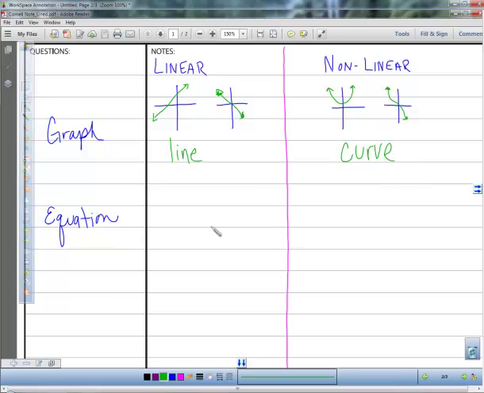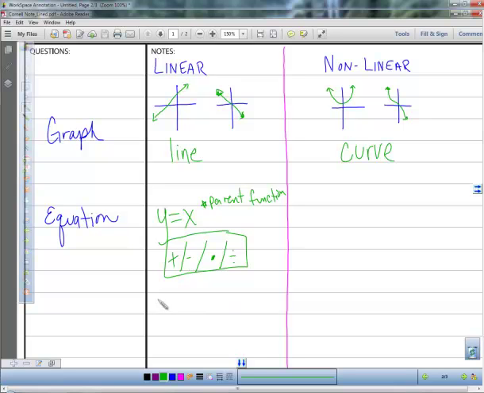When looking at equations, we start with the linear parent function, which is y equals x. This is my parent function. And when looking at equations, it's linear if the only thing that I do is add, subtract, multiply, or divide. If I do any of these four operations to this function, y equals x, then it's going to be linear.